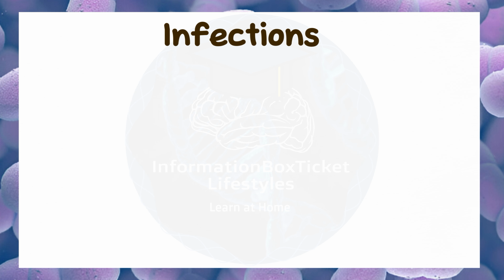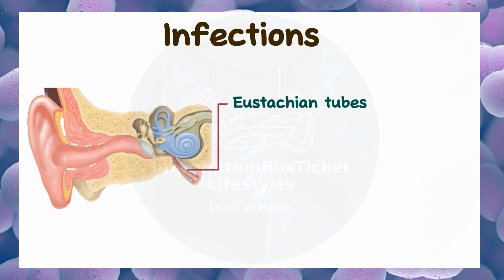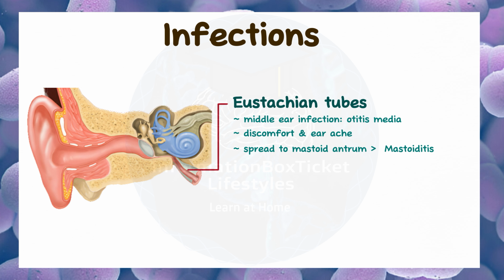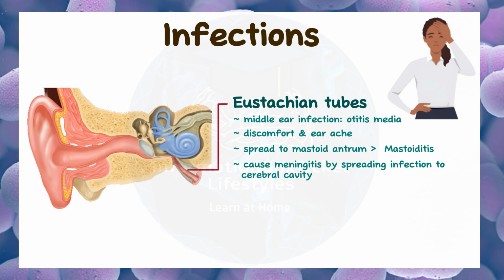Strep pneumoniae can also enter the eustachian tube and cause middle ear infection, known as otitis media, resulting in discomfort and earache. Chronic otitis media can go to the mastoid antrum behind the ear, causing mastoiditis. Strep pneumoniae can cause meningitis by spreading the infection from the mastoid antrum to the cerebral cavity.